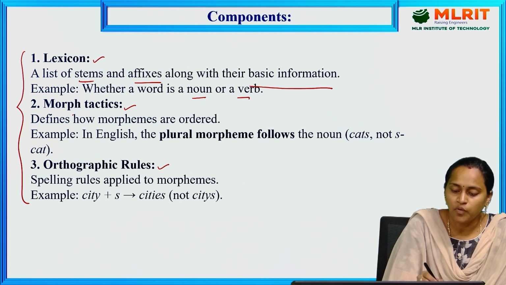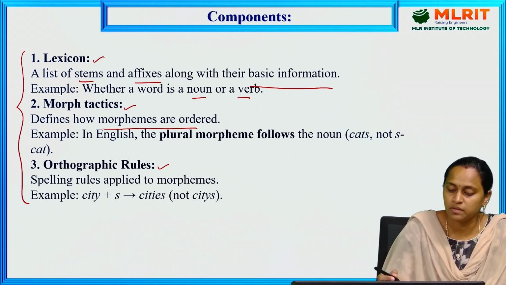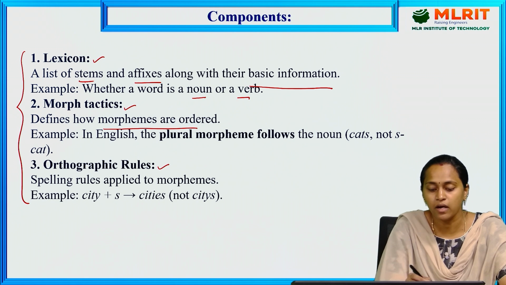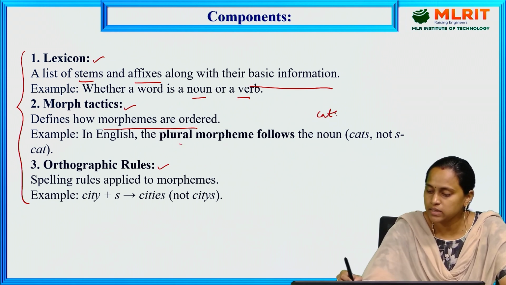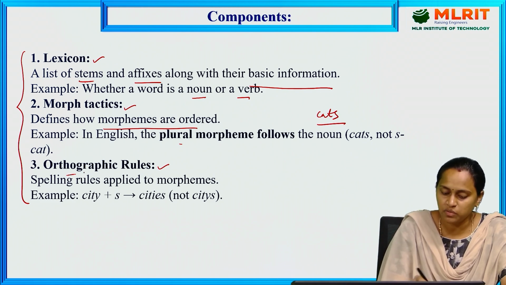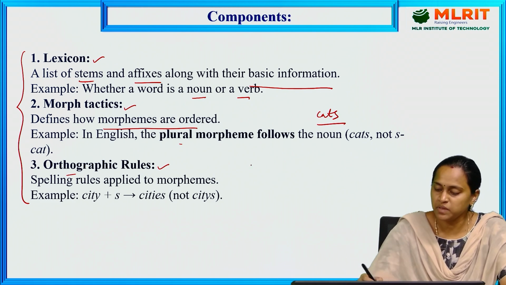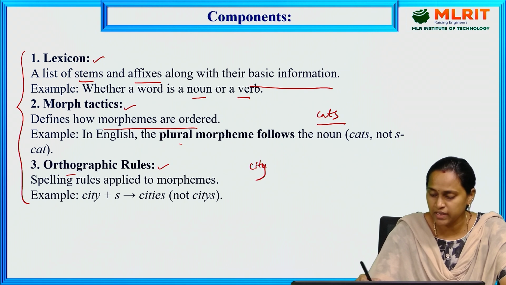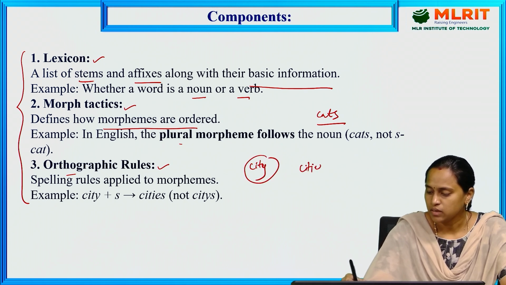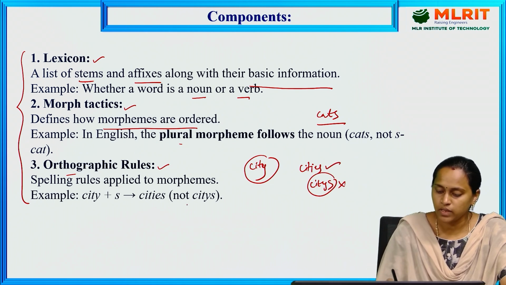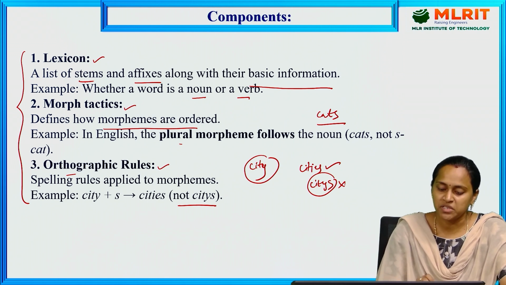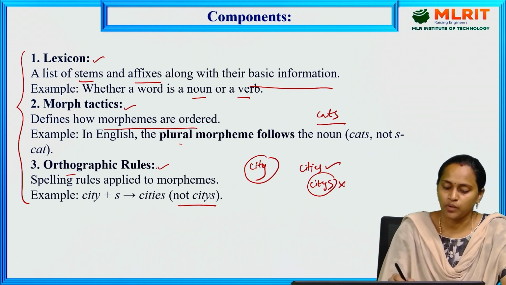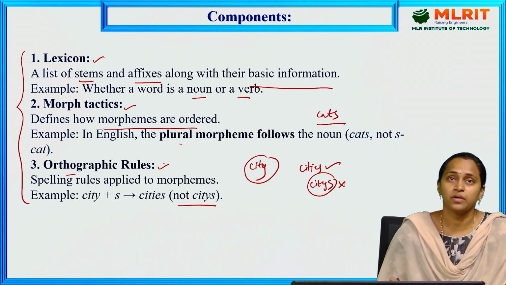Next, morphotactics defines how morphemes are ordered. That means in the form of plural or singular, we are adding the morphemes, that means suffixes and prefixes. Example, cats. Cats is the plural form. Next, orthographic rules: spelling rules apply to the morphemes. Take the example city, cities. But you are not writing it like this, this is wrong, this is the correct one. This is the spelling rules. We have to follow some grammar rules to specify the spellings. Coming to the next one.